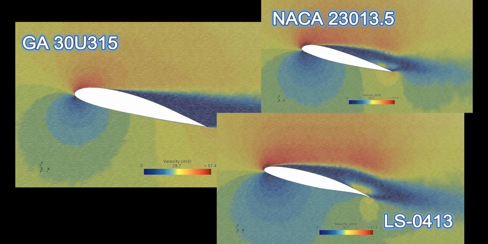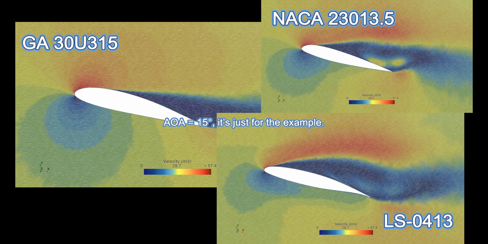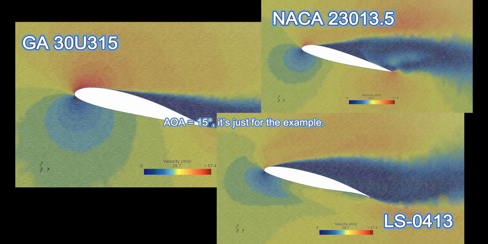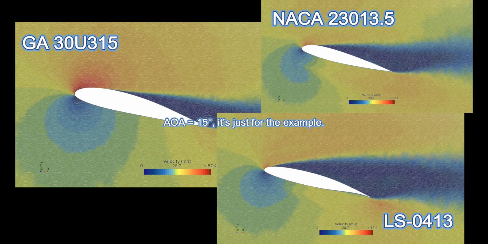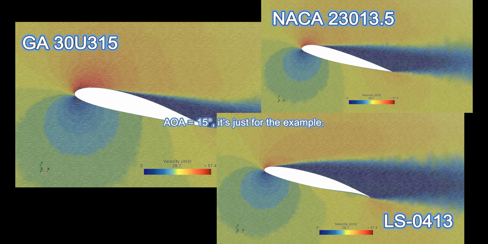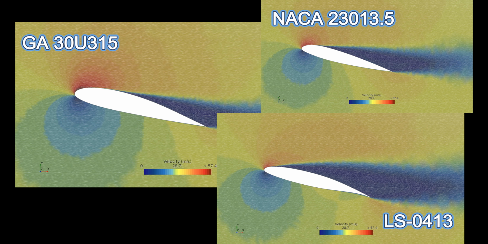The GA, being relatively thick, might lead to higher power consumption during cruise. So, I selected two slightly thinner airfoils for comparison. My goal is to find the one that offers the best balance between aerodynamic performance and drag.